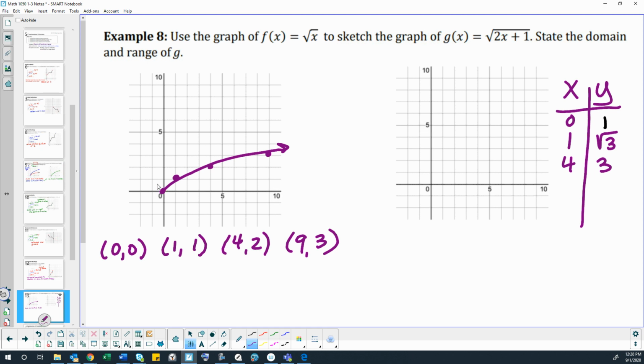Is there anything else we can plug in that's going to give us a pretty answer? Right now we have the square root, so if we had 16, we could do 7.5. Kind of ugly, but not too bad. 7.5, 2 times 7.5 is 15, plus 1 is 16, and the square root of 16 is 4. Okay. So I have a point at 0, 1.